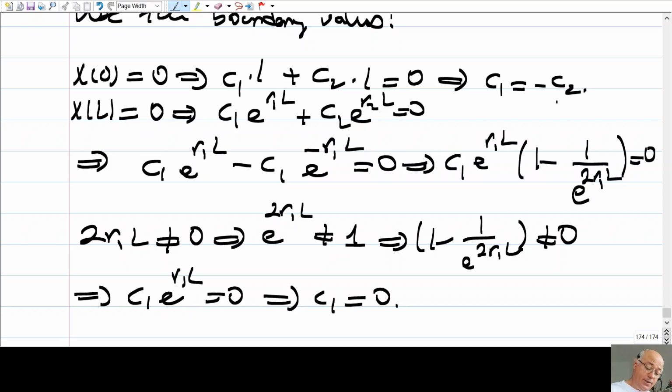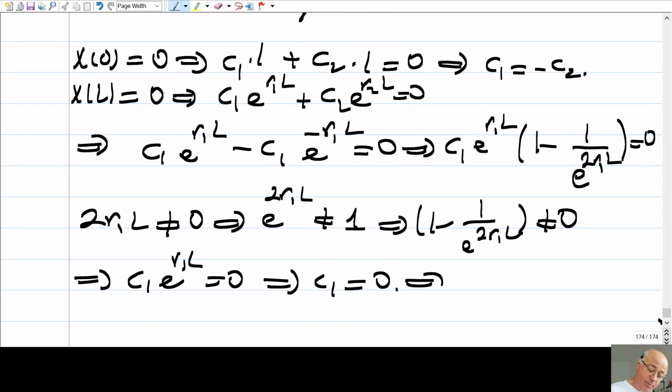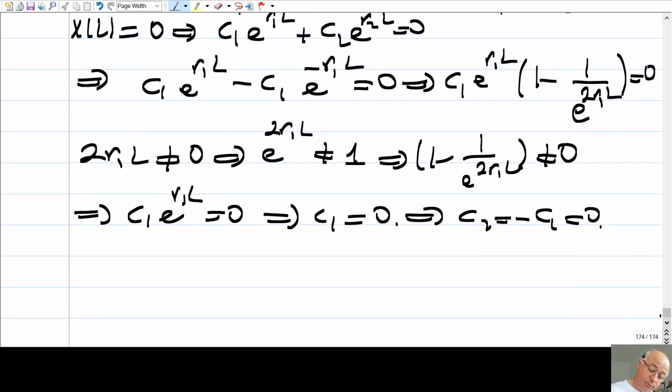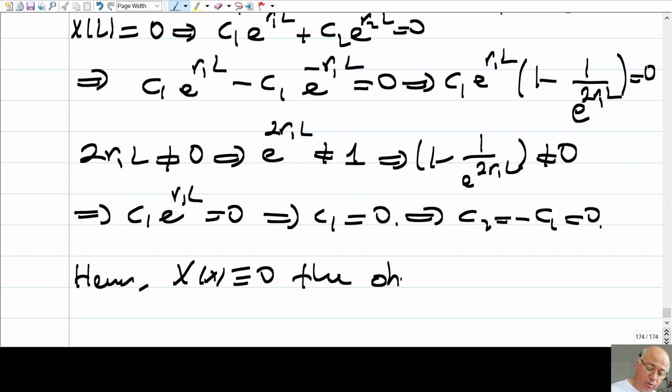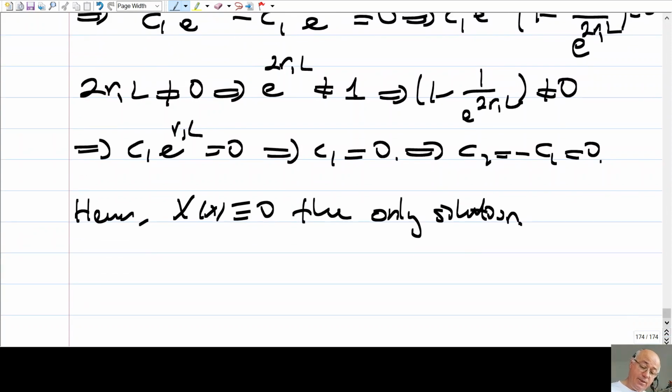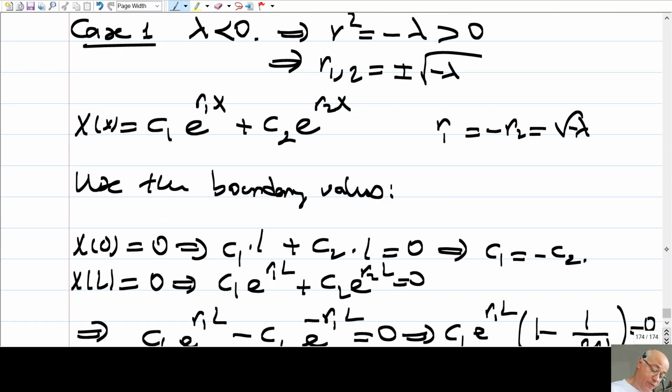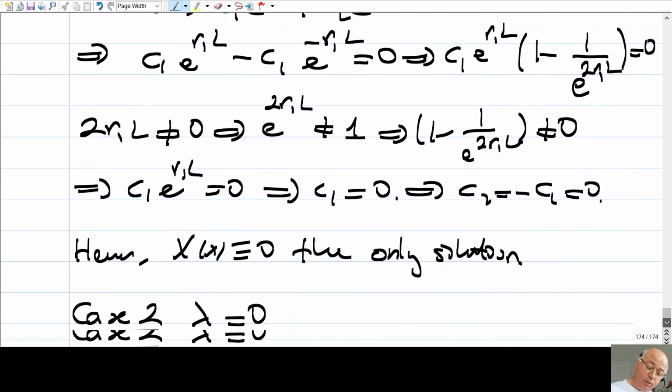Well, C1 and C2 were almost the same. This implies C2, which is minus C1, is 0. Therefore, hence, X of x is 0, the only solution. So we didn't get anything interesting in this case. Second case, lambda equals 0, right? First, here I assumed that lambda is negative. Now we assume lambda is 0.